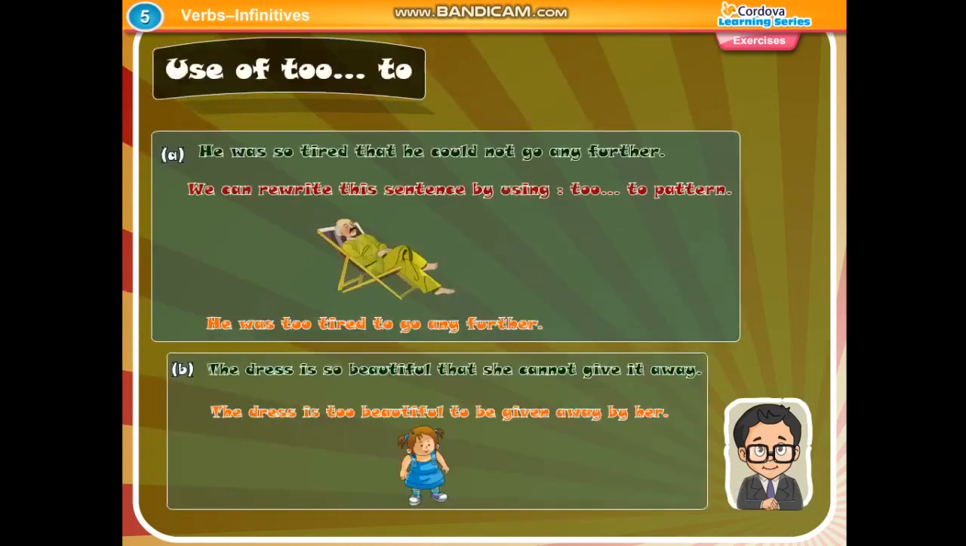Use of to. He was so tired that he could not go any further. We can rewrite this sentence by using to pattern. He was too tired to go any further. The dress is so beautiful that she cannot give it away. The dress is too beautiful to be given away by her.